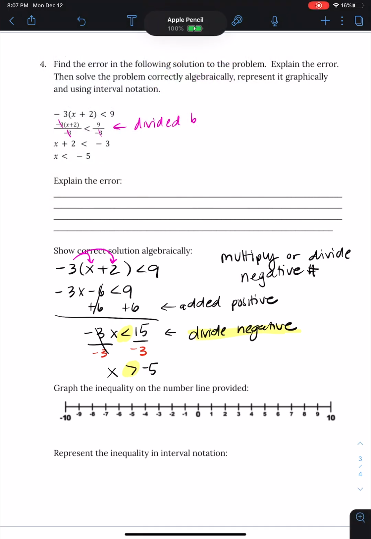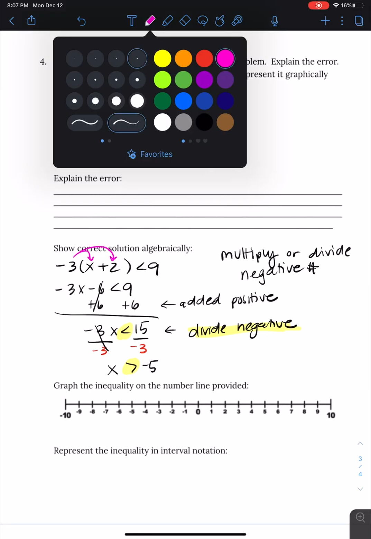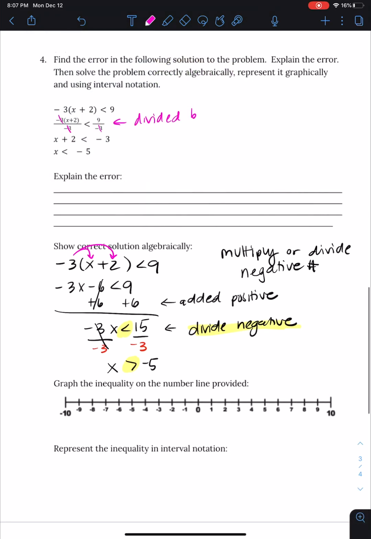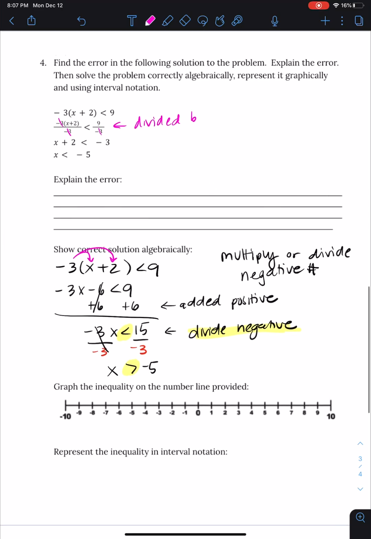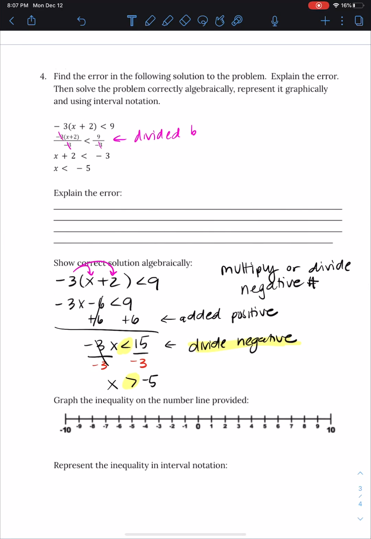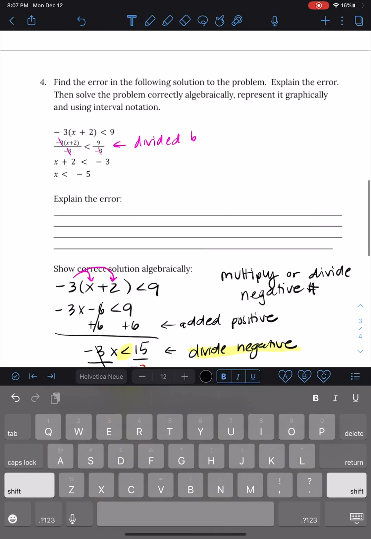One second. Okay, so they divided by a negative. It's not letting me write. Hang on.